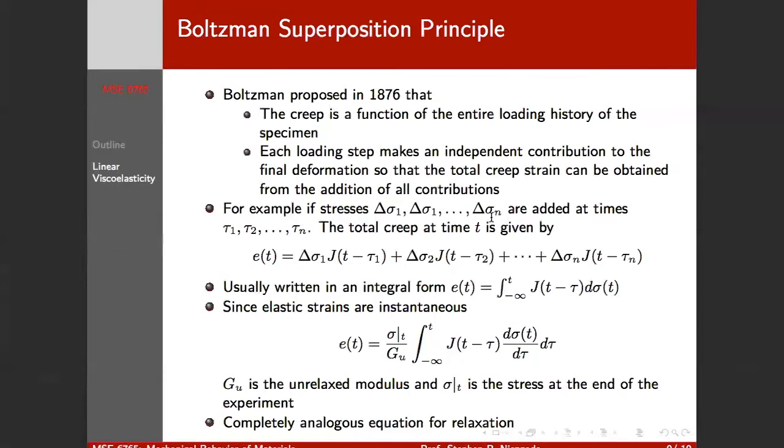Usually this ends up being written in integral form, but we can just think of it in the discrete form for now. The elastic strains are instantaneous, so we can pull these out and define this unrelaxed modulus. So this here is the stress at the end of the experiment.